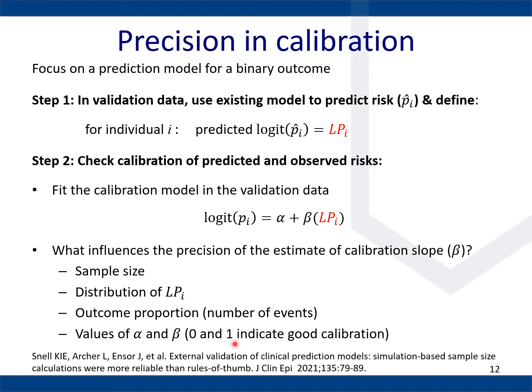Let's say, okay, if the model is likely to be very well calibrated, then let's make sure that we are estimating that calibration equation here precisely. So under the assumption that alpha is 0 and beta is 1, and under an assumption about the distribution of the linear predictor, and an assumption about the outcome proportion, then what is the sample size we need to estimate alpha and beta precisely?